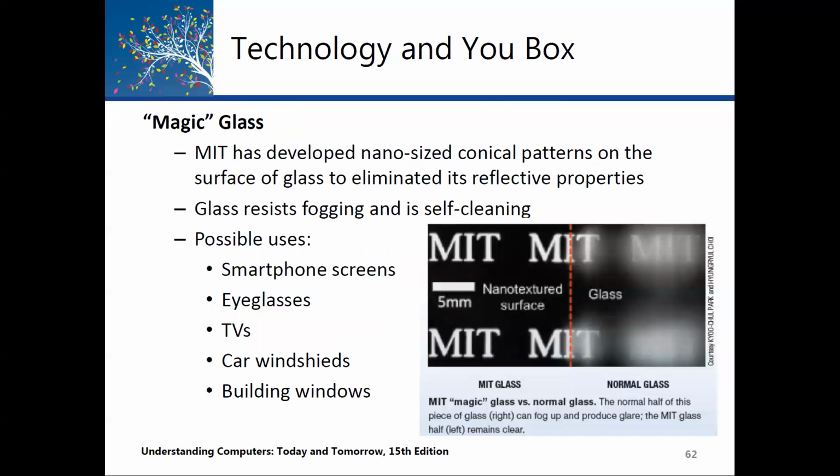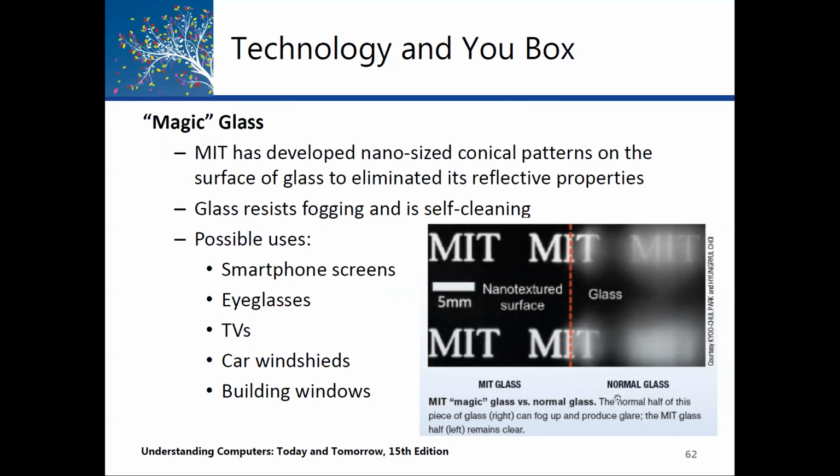Then we have the concept of magic glass. That is another technology implemented by MIT. MIT has developed a nano-sized conical pattern on the surface of glass to eliminate its reflective properties. Here, if you can see in this diagram, this is a normal glass, right? And this is the glass manufactured by MIT.